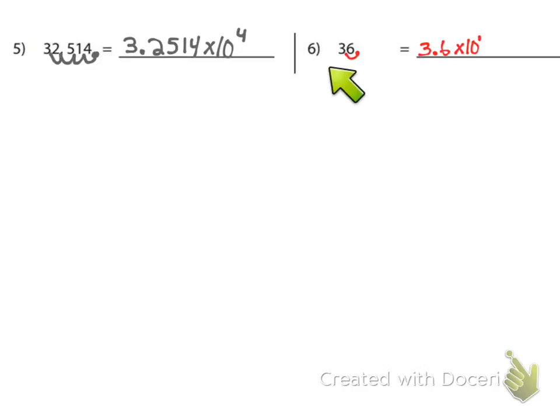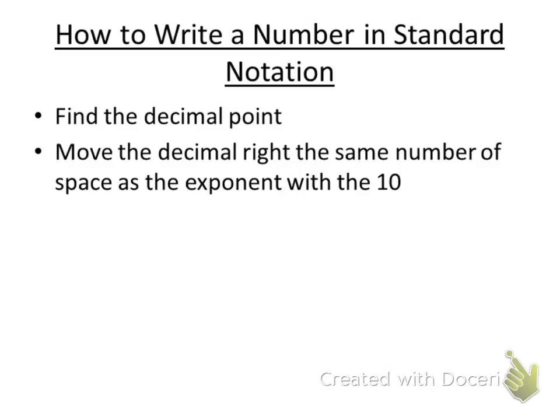So we just went from standard form, regular old numbers, to scientific notation. Now we're going to go the other way. So flip to the back of your notes. Again, this is written out so you can follow along on your note sheet or you can follow along on the board. The first thing you want to do is find the decimal point. So where is the decimal point in the scientific notation problem? You also want to locate your exponent. You move the decimal point to the right the same number of spaces as the exponent with the 10.